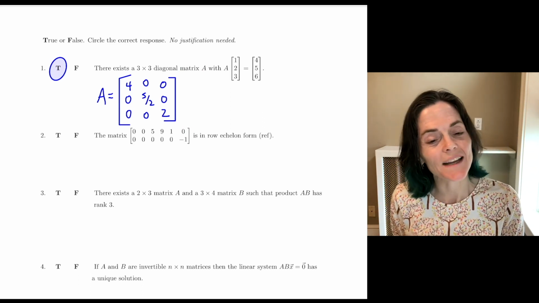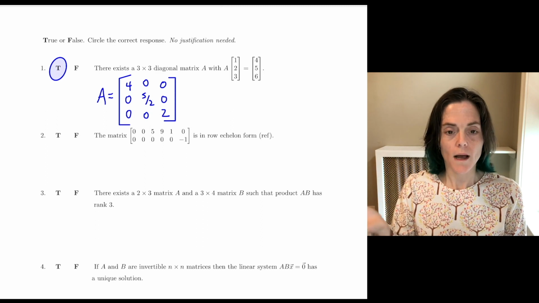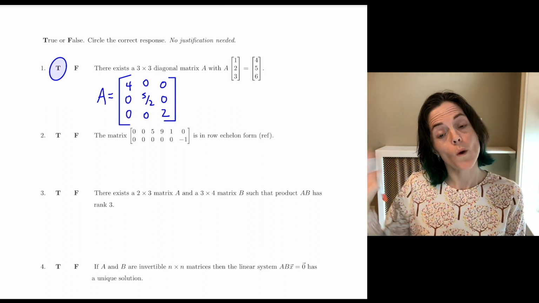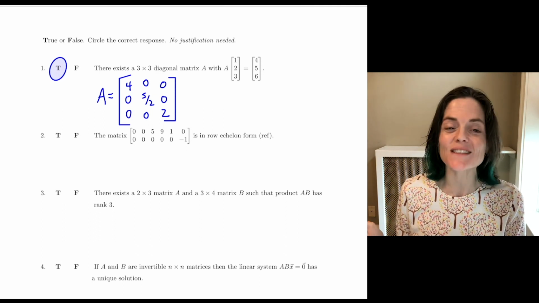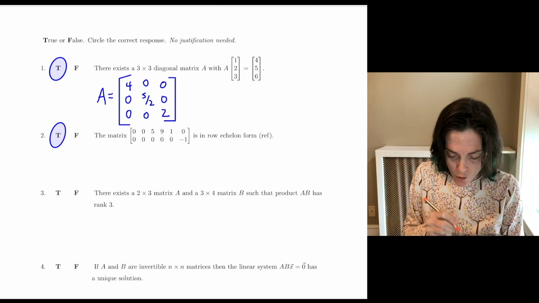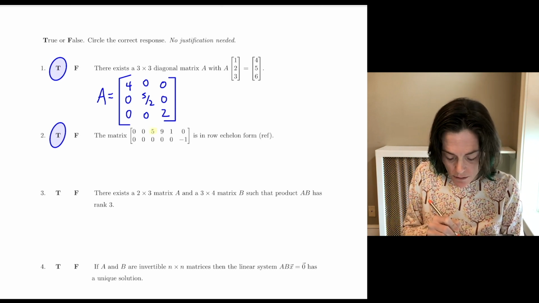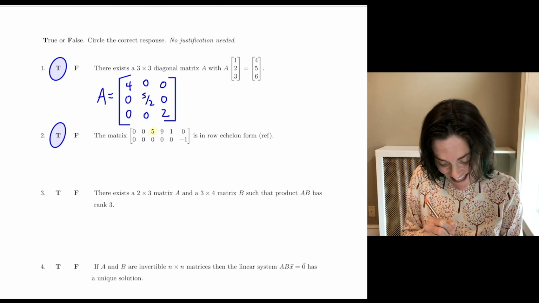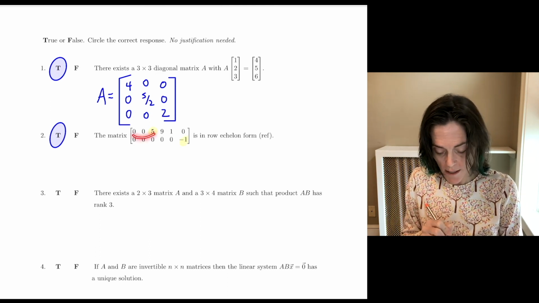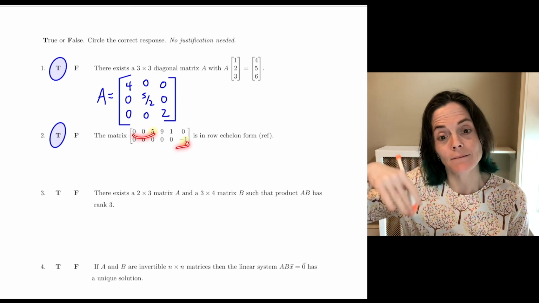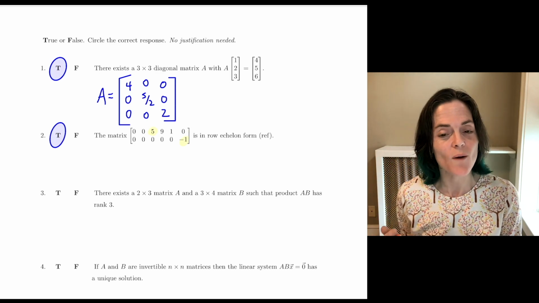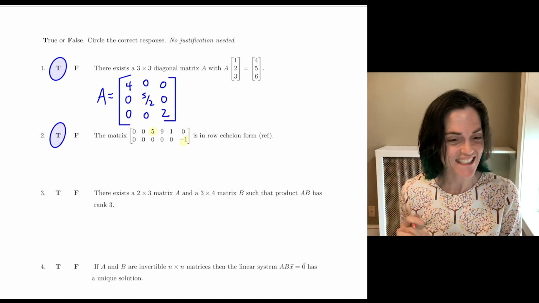Okay, next question. The matrix, here we have 2 rows and 6 columns, is in row echelon form. If this said reduced, this would be false. However, this is true because what do we have? Here's a pivot position, leading entry, and leading entry. The first non-zero entry in each row is a leading entry, and every row above has a leading entry to the left. So this is in row echelon form, but not reduced.